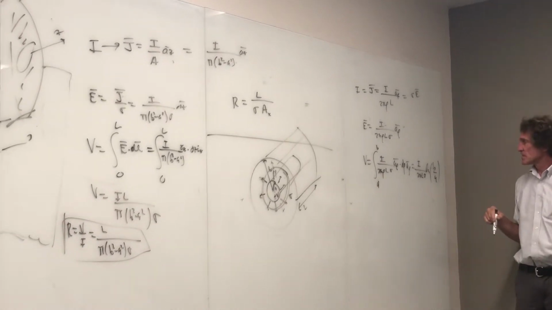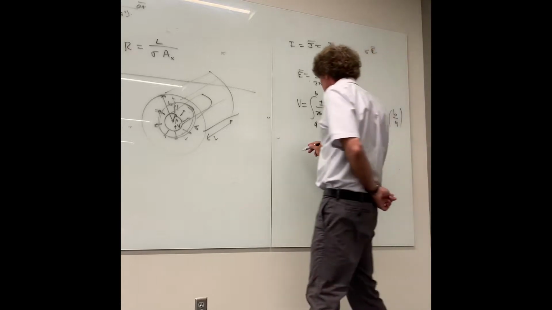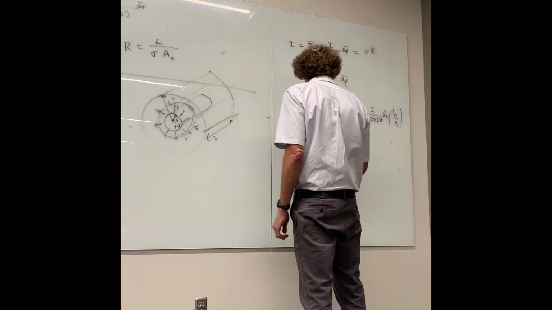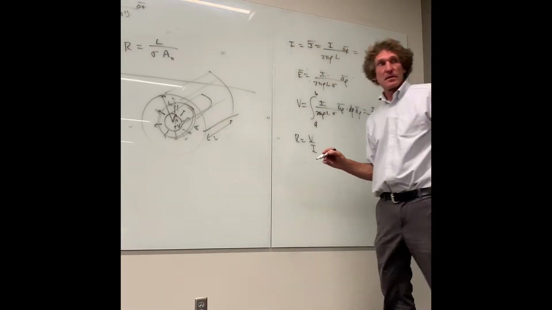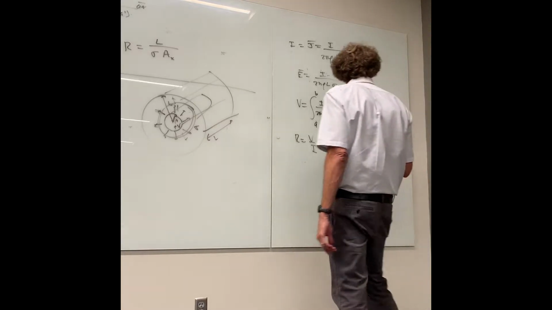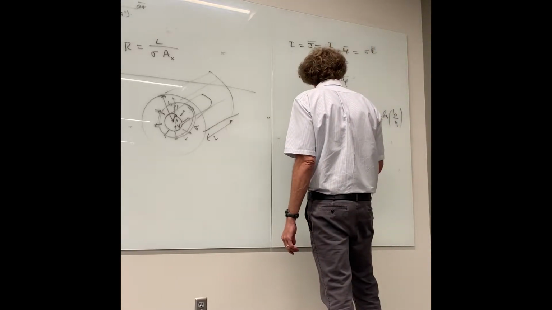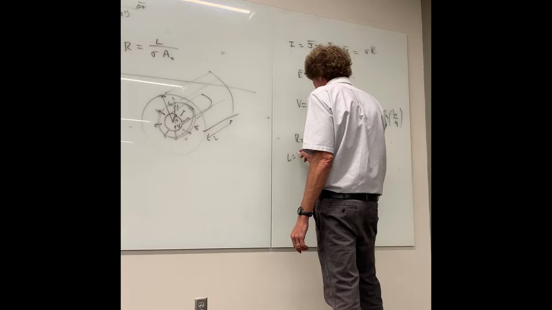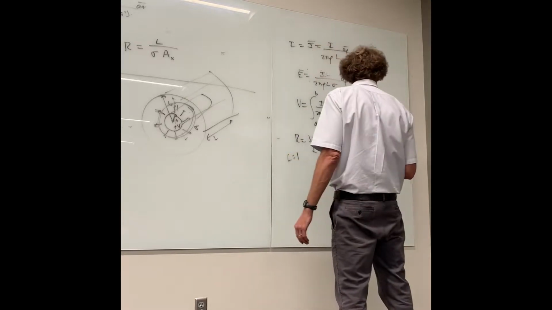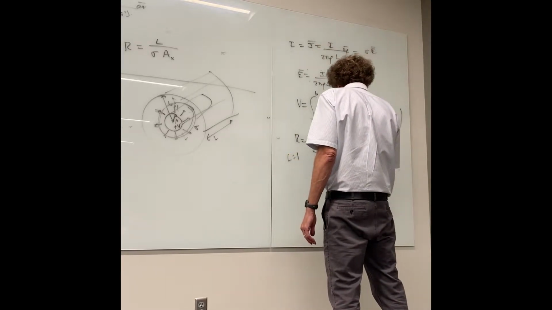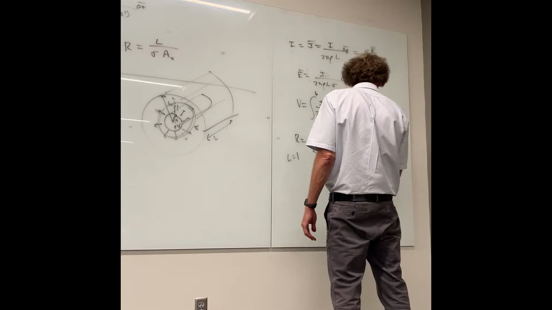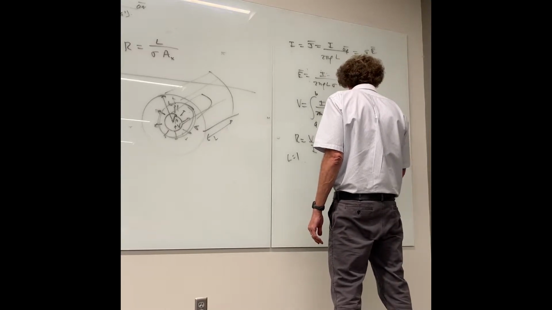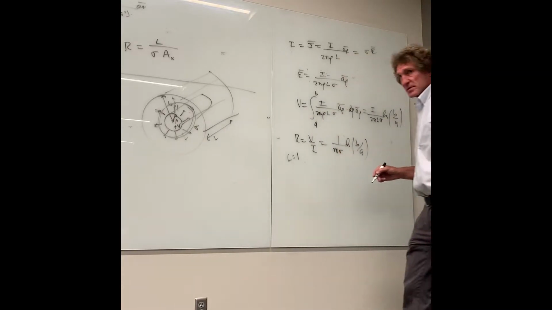That's equal to the voltage, and what's the resistance? V over I, correct? Therefore, if I look at that, it's what? 1 over, and if we let L be 1, because it's per meter, it would be 1 over 2 pi sigma times the natural log of B over A would be the resistance. Does he have that?